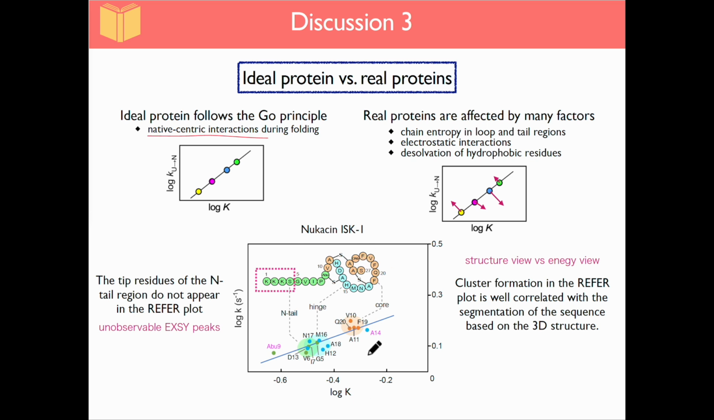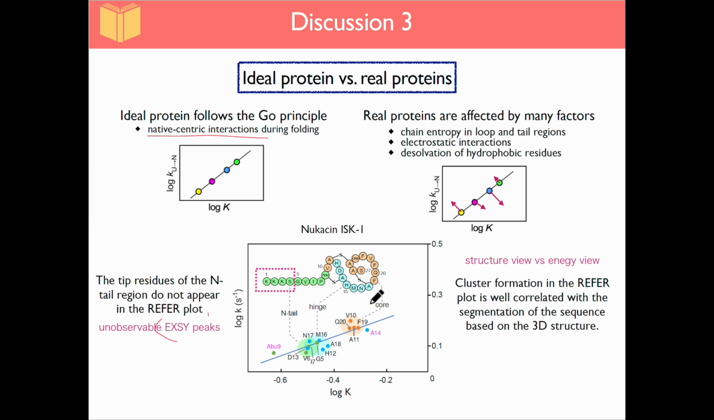I want to comment that not all the residues appear in this plot. For example, the residues of the N-terminal tail region here do not appear in this plot. This is because, due to the small difference in chemical shifts between the two states, the peaks are unobservable and do not appear in this plot.